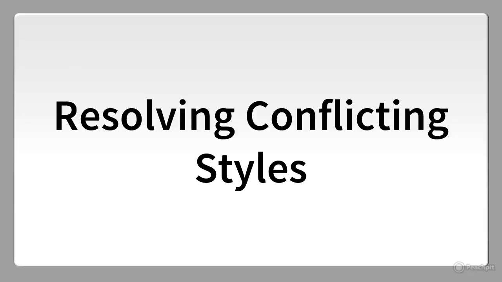Sooner or later you'll discover that a style rule stops working after you make some changes to another part of your style sheet. This lesson explains how to resolve conflicting styles. CSS applies styles through what's known as the cascade.